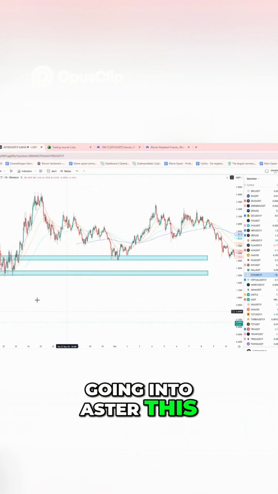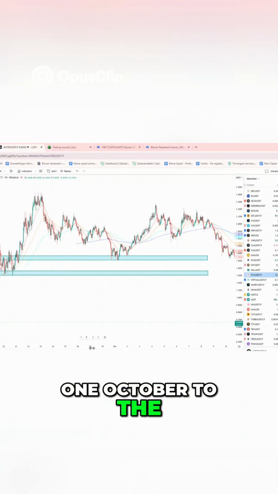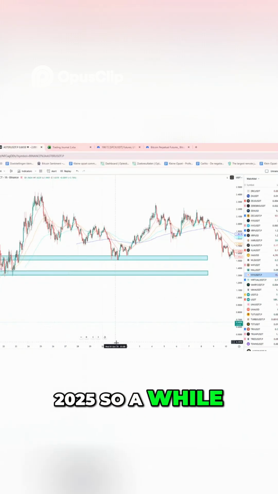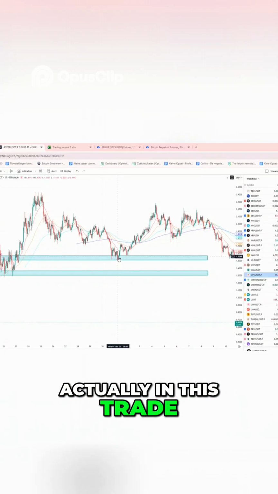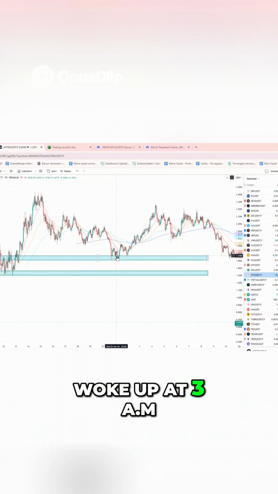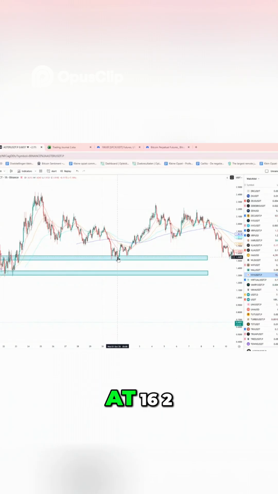Going into ASTER, this trade took place on 1 October 2025, so a while ago, where I was actually in this trade at 3 a.m. Woke up at 3 a.m. to find this trade at 162.